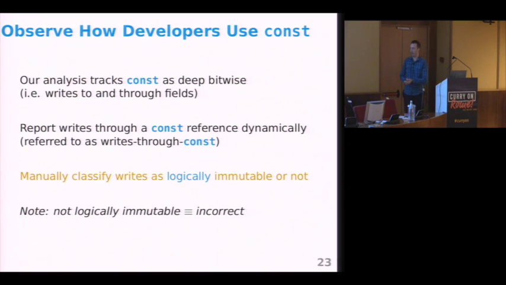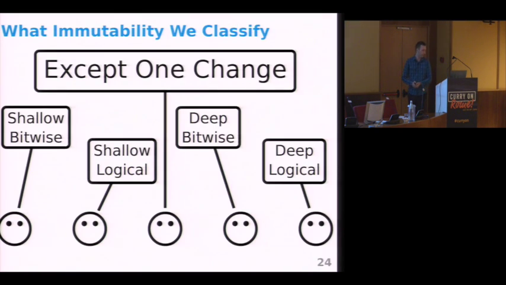With all these writes through const, we take them and manually classify them as being logically immutable or not. This allows us to observe how developers are actually using const in practice. And just a note for the rest of the talk, instead of saying not logically immutable, I just say incorrect from here on out.